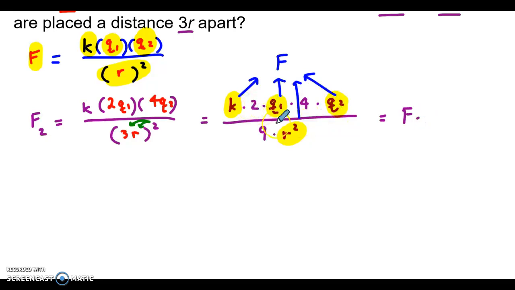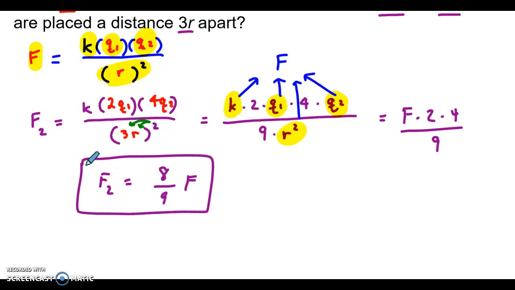And what do I still have? Well, I've got a 2 in the numerator, a 4 in the numerator, and a 9 in the denominator. So F2, the second force, is equal to 8/9 of the original force, F. That's our answer.